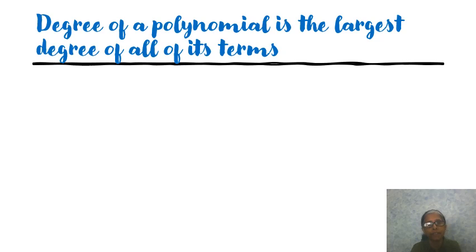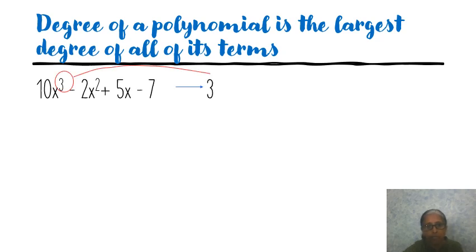Now we'll see how to find the degree of a polynomial. Degree of a polynomial is the largest degree of all of its terms. So we'll take an example and see: 10x to the power 3 minus 2x squared plus 5x plus minus 7. Here you have to find out the degree of each term to find the degree of a polynomial. And then check which is the largest one. That will be the degree of the polynomial. Here the first term is having the degree as 3, second one 2, third 1 and the last term 0. Of all these, which is the highest one? That is 3. Therefore, the degree of the polynomial will be 3.